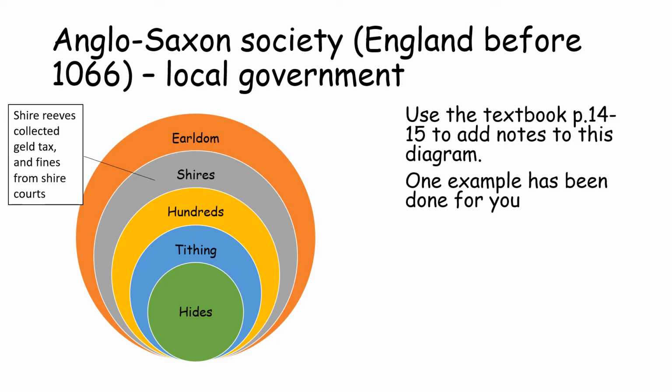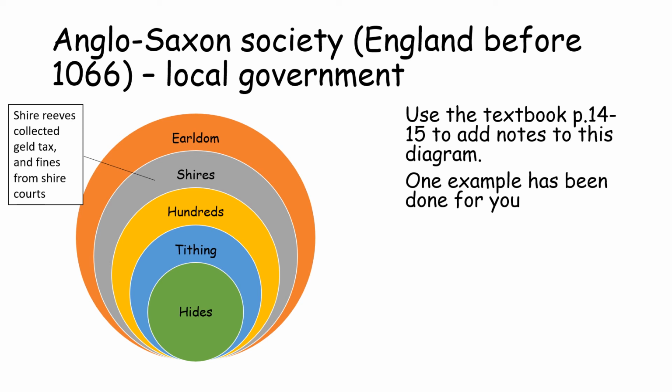Okay, the first thing we're going to look at today, continuing with Anglo-Saxon society, is looking at England before 1066, before the Normans arrived. Use the textbook, page 14 to 15, to draw a diagram like this in your book and add notes. So an earldom is the biggest.